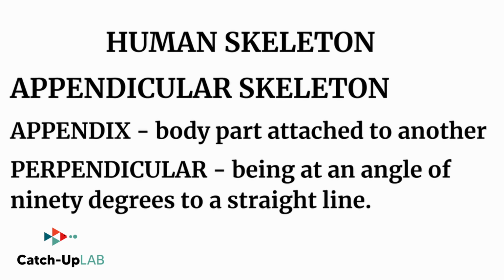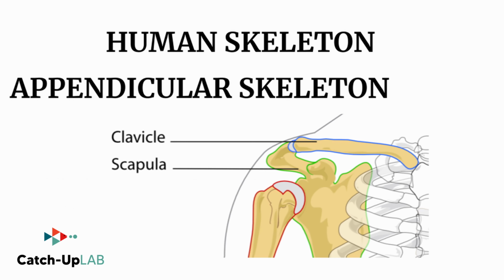Perpendicular refers to something being at an angle of 90 degrees to a straight line. We can therefore infer from this information that the appendicular skeleton is attached to the axial skeleton at certain angles to facilitate movement. The appendicular skeleton is made up of pectoral girdles that consist of clavicles or collarbones that have a scapula attached to it.